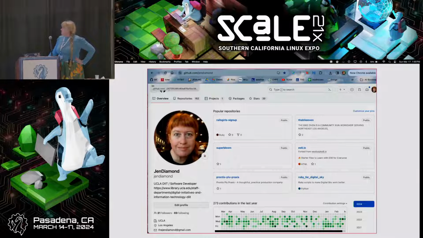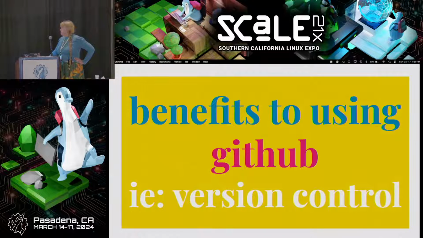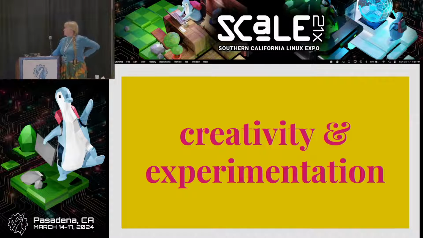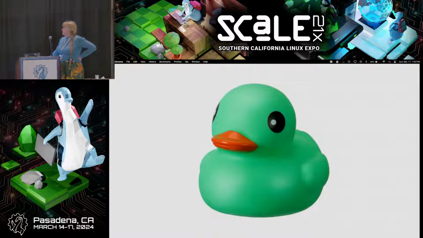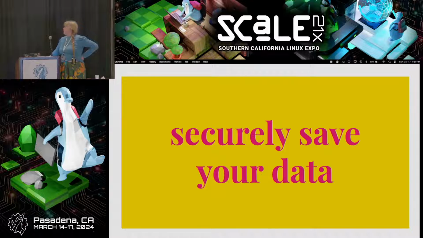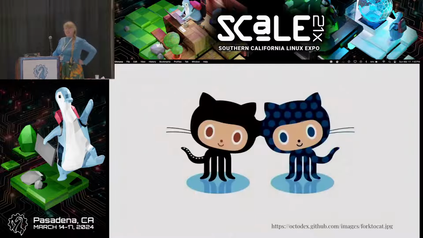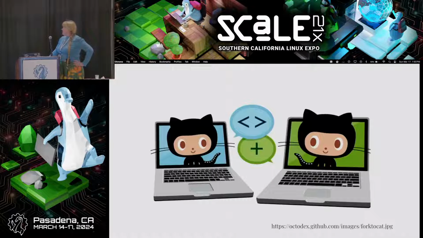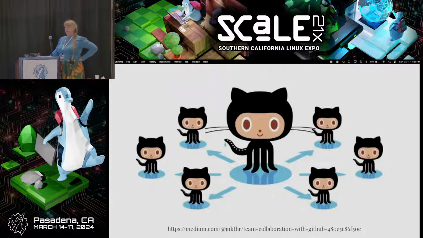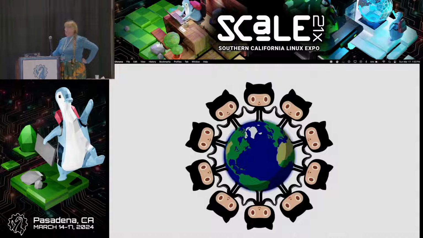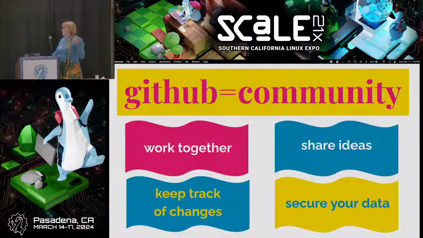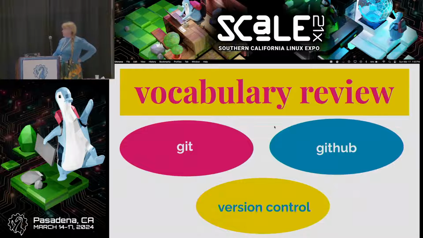And this is what GitHub looks like. That's my GitHub page. And the benefits to using GitHub version control are creativity and experimentation. You can experiment with your duck as much as you want and go back. You can securely save your data in case your computer catches on fire. And you can collaborate with other people and share your ideas. You can collaborate one-on-one to do a project. You can collaborate with a team of people, and you can collaborate with people around the world. GitHub basically equals community. You can work together, share ideas, keep track of changes, and secure your data.